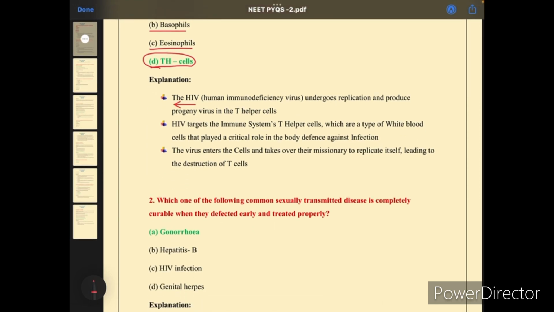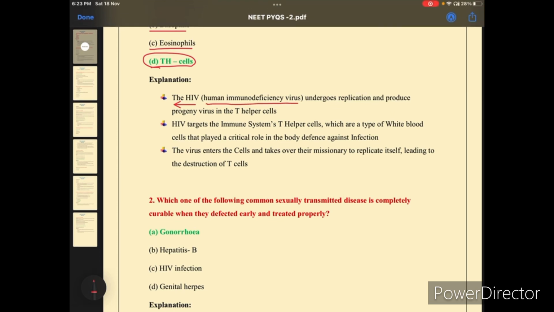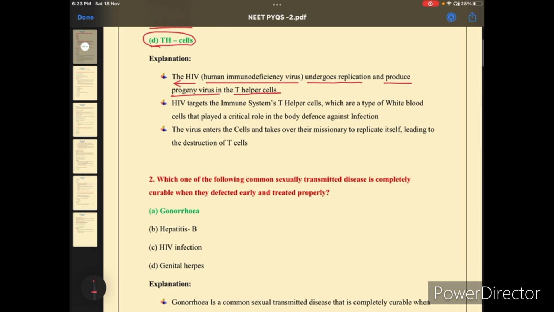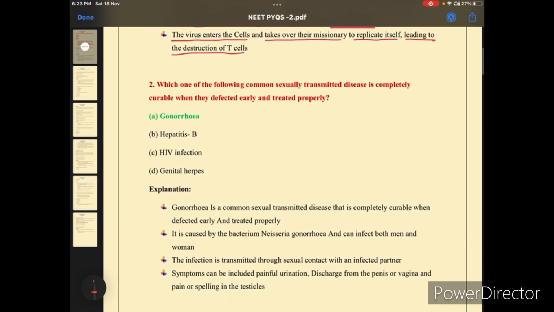HIV means human immunodeficiency virus, which undergoes replication and produces progeny virus in T helper cells. The HIV targets the immune system's T helper cells, which are a type of white blood cells that play a critical role in the body's defense against infection. When the virus enters the cells, it takes over their machinery to replicate itself and leads to destruction of the T cells.